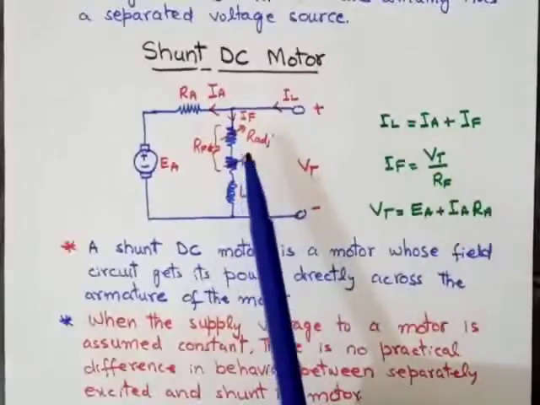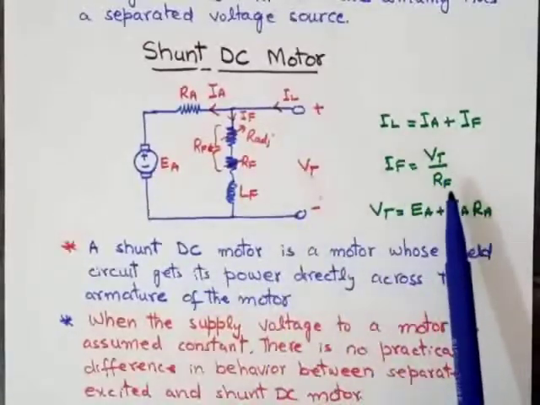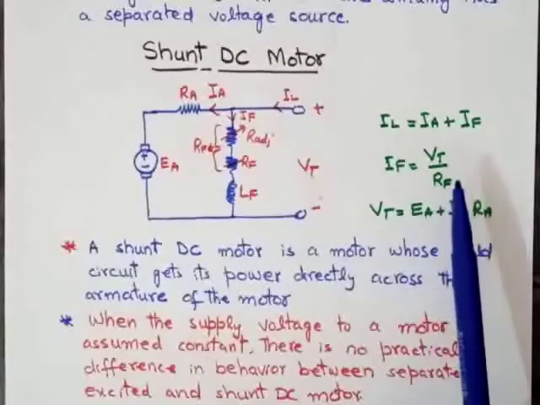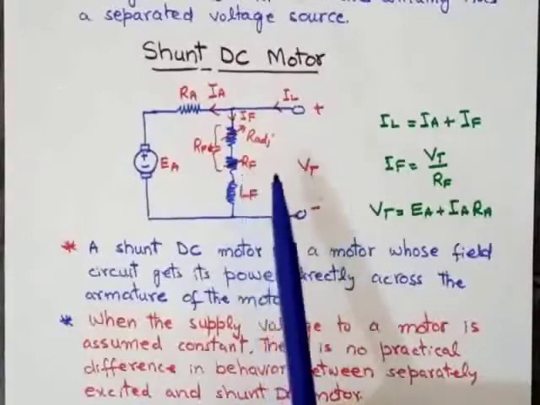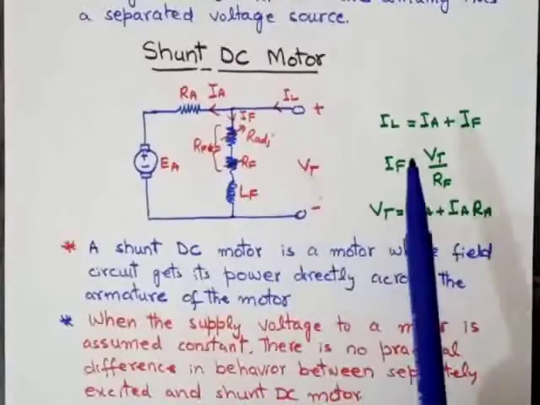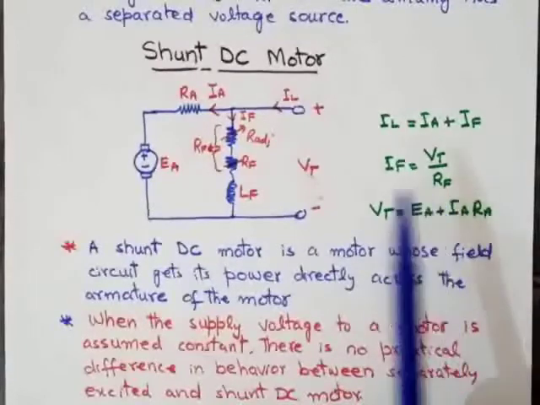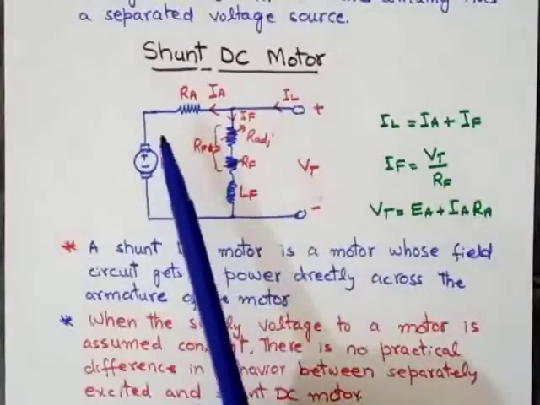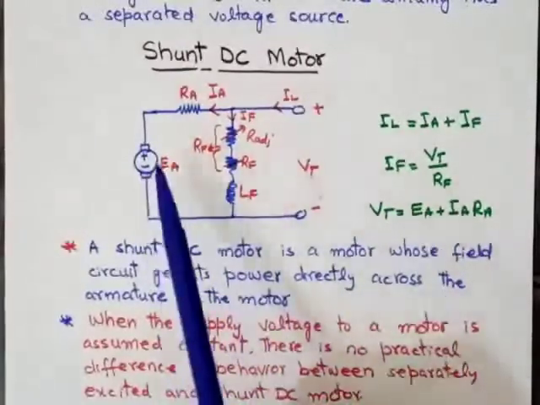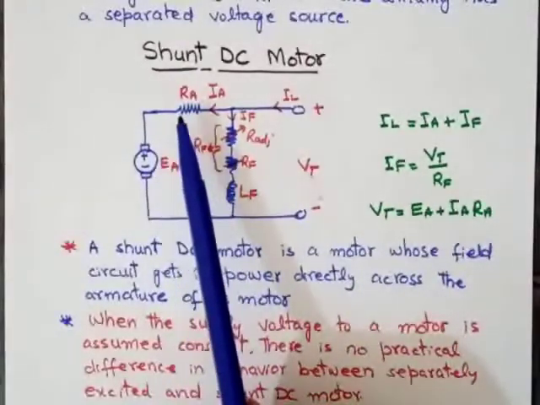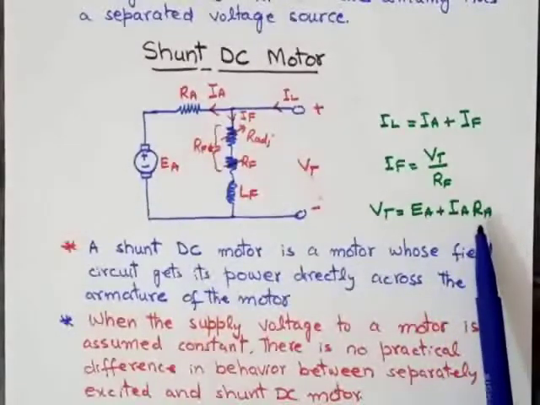And the current across the field winding, If, will be equal to Vt over Rf or Vf over Rf. As we know, in case of parallel, Vf will be equal to Vt. Therefore, If will be equal to Vt over Rf. And similarly, the voltage across the armature winding will be equal to Ea plus Ia into Ra. That is, Vt is equal to Ea plus Ia into Ra.